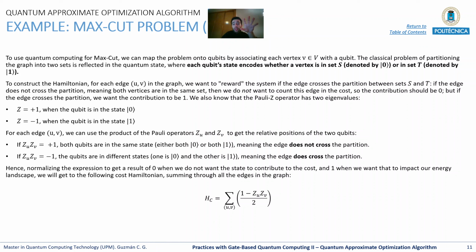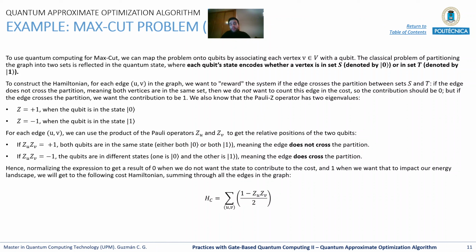So if both qubits are in the same state, that means either they are both in the state 0 and belong to the set S, or they are both in the state 1 and belong to the set T. The edge does not cross the partition, so the edge is not divided because the vertices correspond to the same set. That would mean that we're multiplying +1 by +1 or -1 by -1.